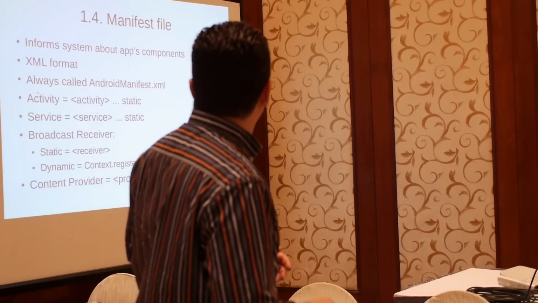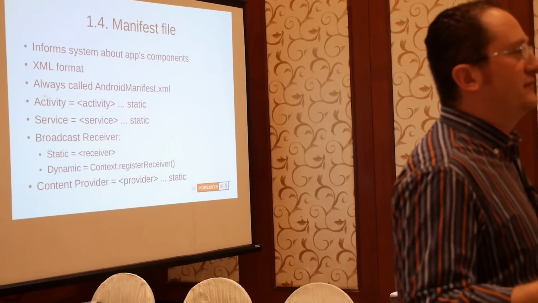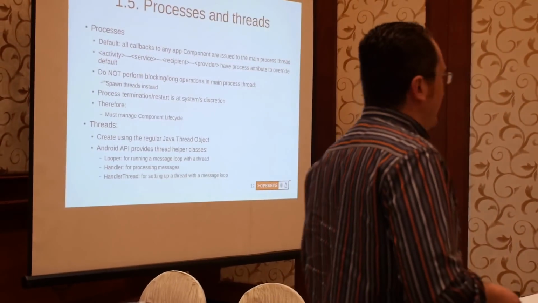This is an example of one of the life cycles, in this case the activity, which is like the main user interface element. And then the other thing is that all the components that you describe and the filters for an application go in what's called a manifest file. It's essentially an XML file that says, here are the components, here's how they react to the system, here are the permissions they need, etc.